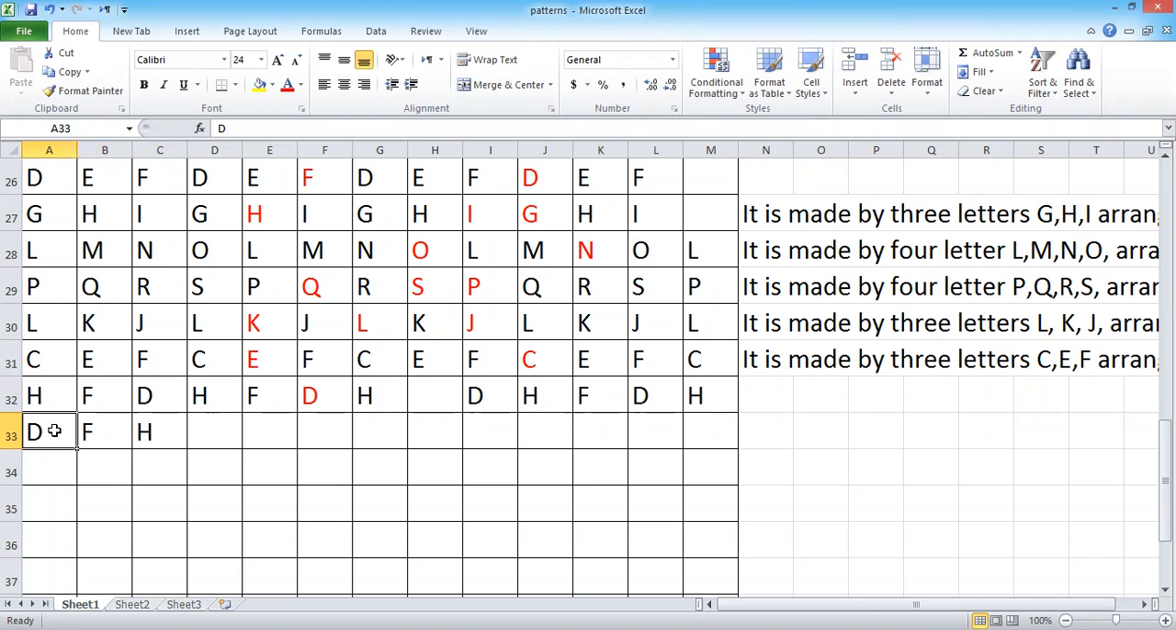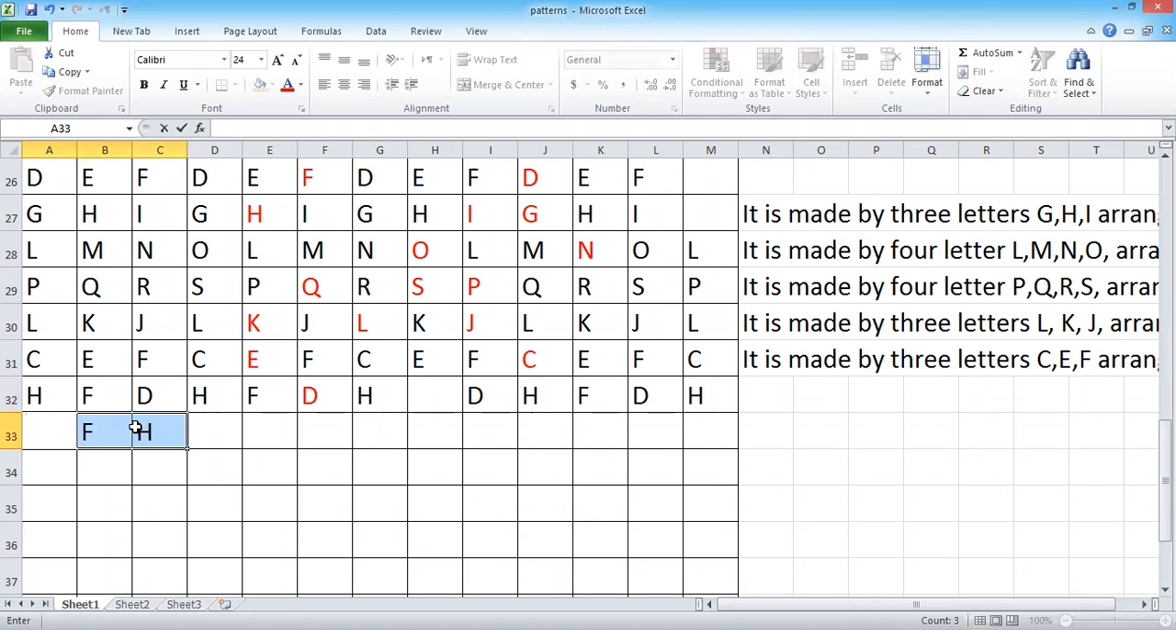So we make this pattern by skipping one of the letters and writing three letters D, F, H in reverse alphabetical order. This is the alphabetical order, D, F, H. D comes first, then F, then H. But here, you see, we write D in the end, then F, before D we write F, and before F we write H. So this is reverse alphabetical order, not alphabetical order.